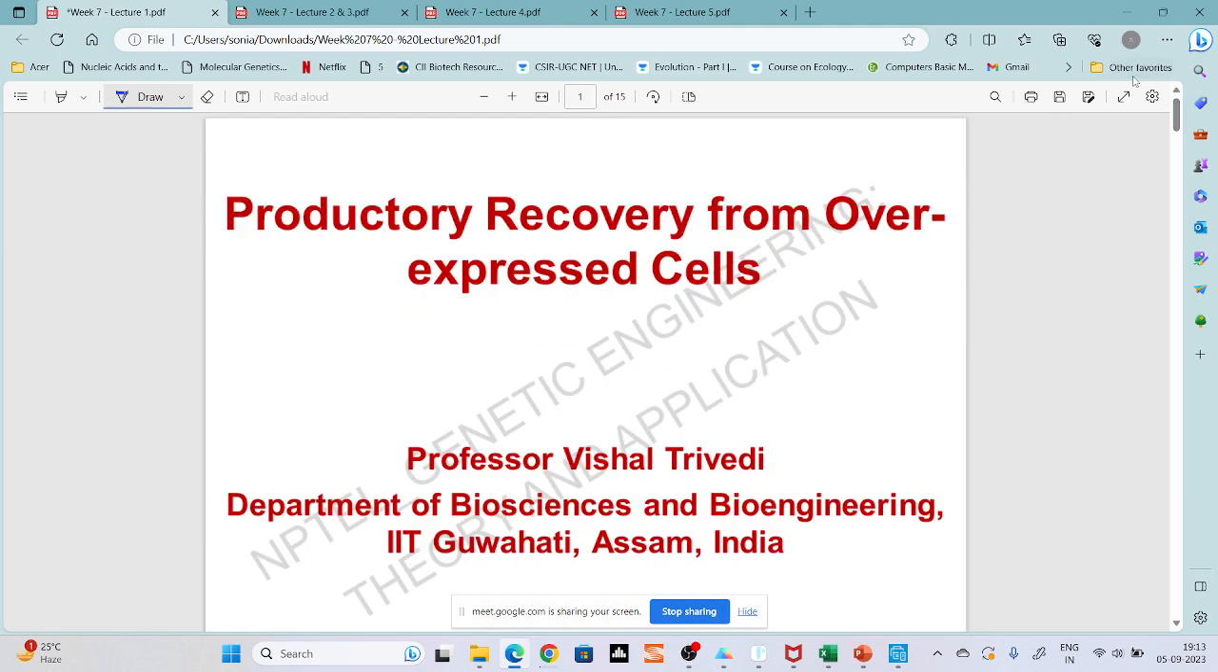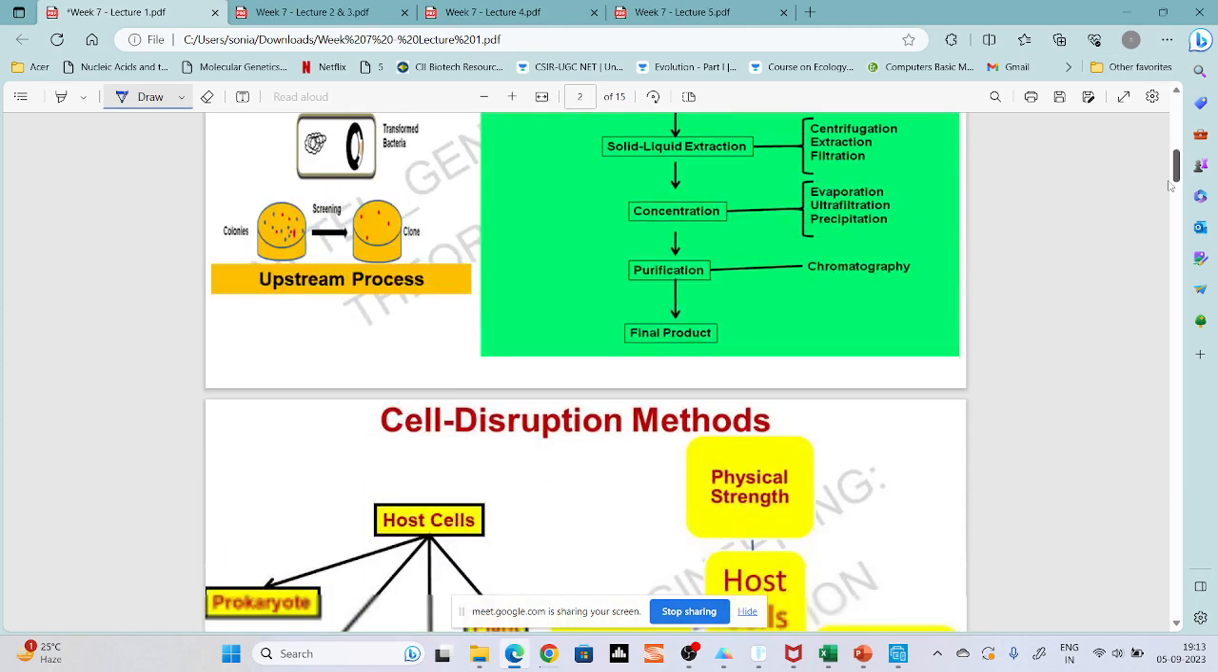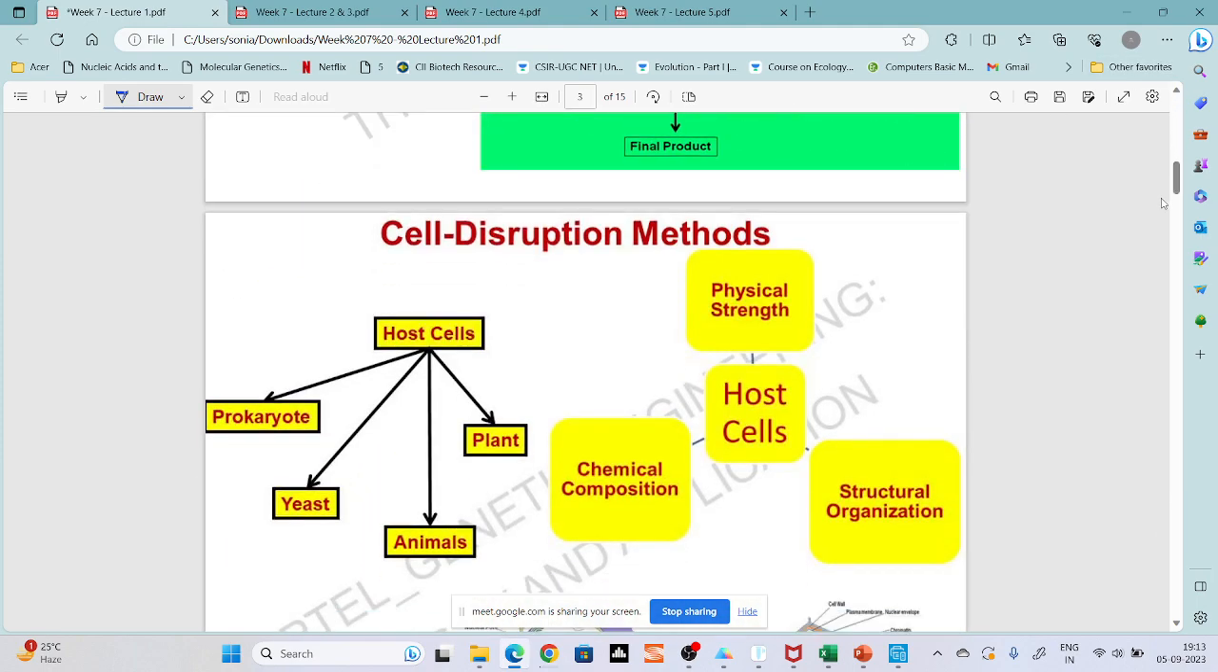So many methods are there, but the ultimate goal of all the methods is that if your product is intracellular, then you have to disrupt the cell wall, or the cell membrane in animal cells, and you have to release everything that is present inside the cell. Okay, so that is what we have studied in our first lecture, that we have to disrupt the cell, and then we have to recover each and every thing that is present inside the cell.